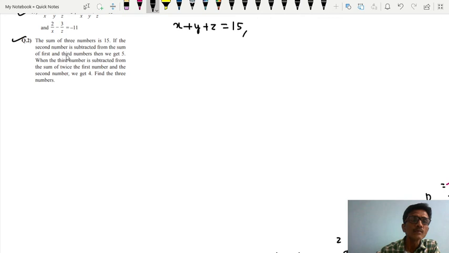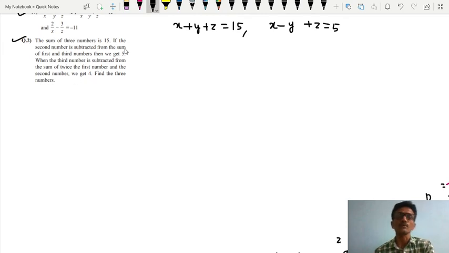If the second number is subtracted, matlab second number y subtract karna hai, subtract it from the sum of first and third number. Sum of first or third number, उसमें से second number subtract करना. So if second number is subtracted from the sum of first and third number, we get 5. आपको 5 मिलेगा.